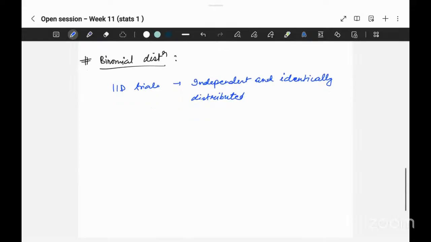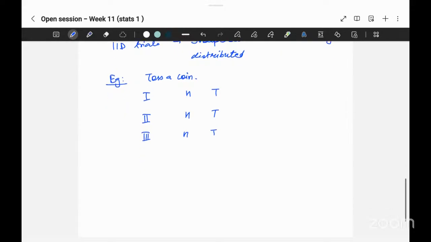Okay, let's take an example. I'm tossing a coin. Okay, so this is my first toss. So I'm getting a head or a tail. Then again, the second toss, in which I can get a head or a tail. Third toss, I can get head or tail. Similarly, I can have n tosses, in which I can get head or tail. And for each of the tosses, I know that the probability of getting a head is 1 by 2 and the probability of getting a tail is 1 by 2.